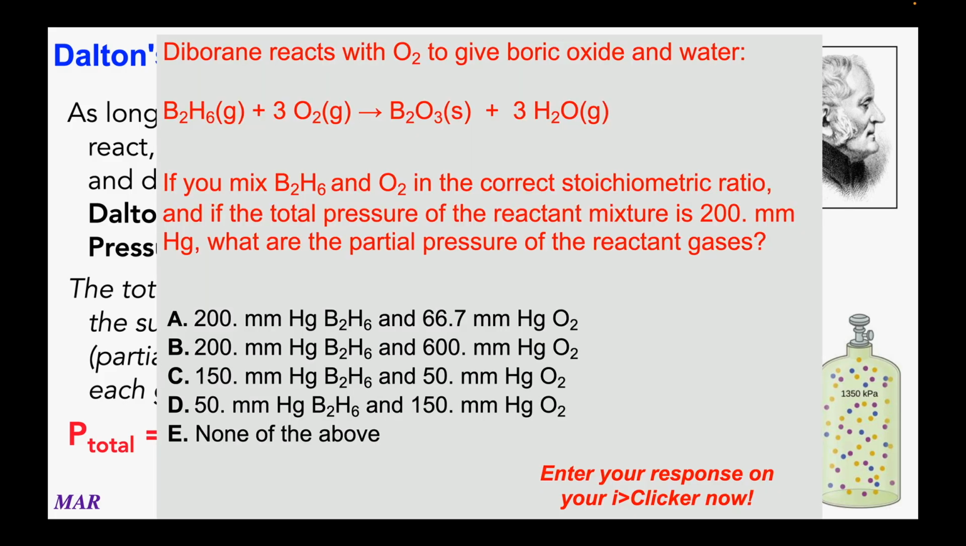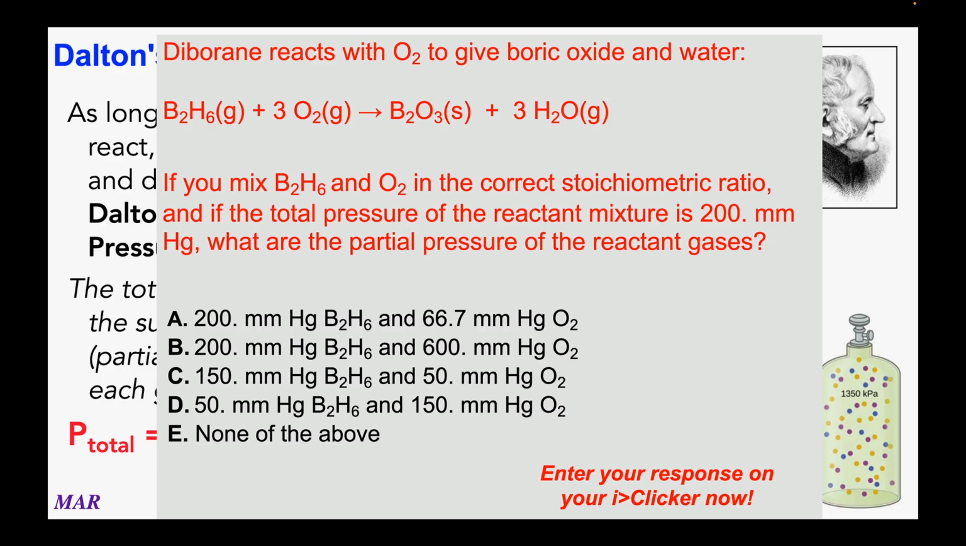Kind of cool. So here's a reaction where diborane, B2H6, is reacting with oxygen to make boric oxide, B2O3, and water. But before we go into the details, notice that everything in that reaction is a gas except the B2O3. That'll be important. So anyway, we're mixing B2H6 and O2 in the correct stoichiometric ratio. What that means is there's going to be 3 moles of O2 for every 1 mole of B2H6. And the total pressure of the reactant mixture is 200 millimeters of mercury. So the question is, what's the partial pressure of the reactant gases?